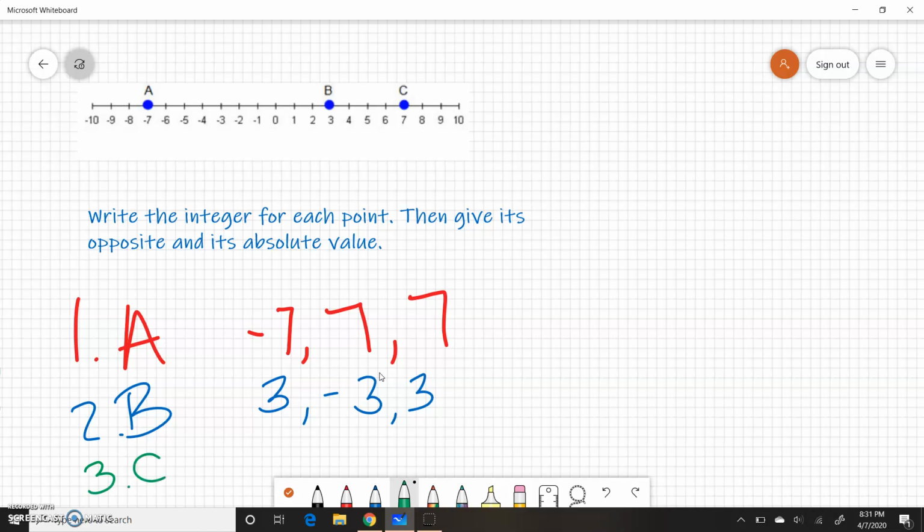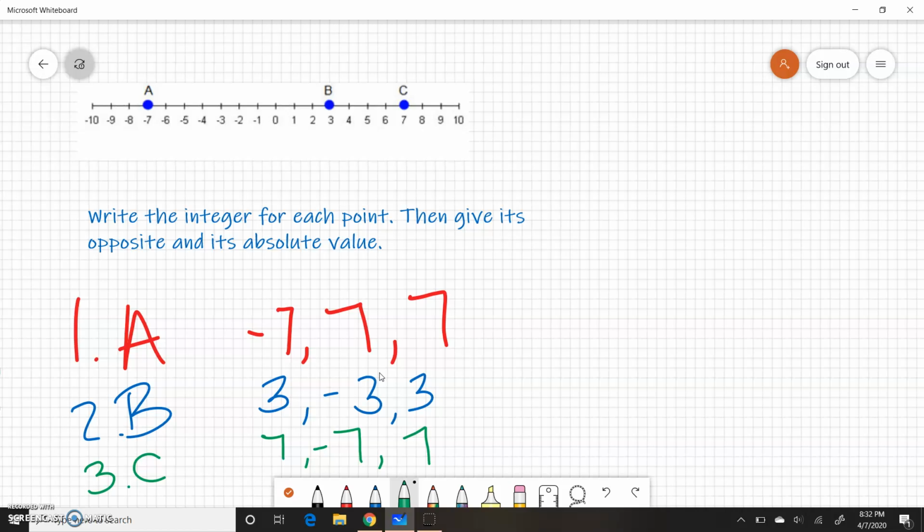The integer C is sitting on is 7. What is the opposite of 7? -7. And how many spots from 0 is C? Well, 7. So that is what your answers would look like for those types of questions.